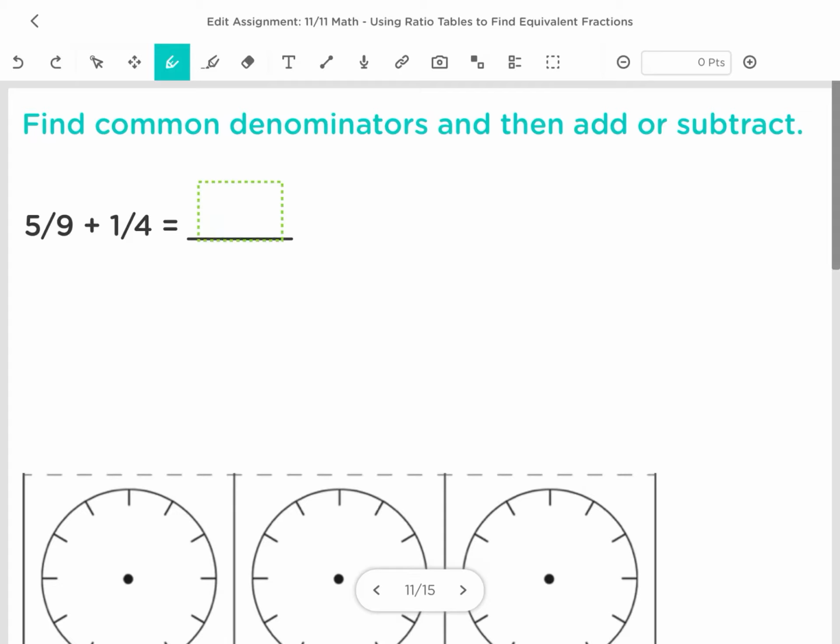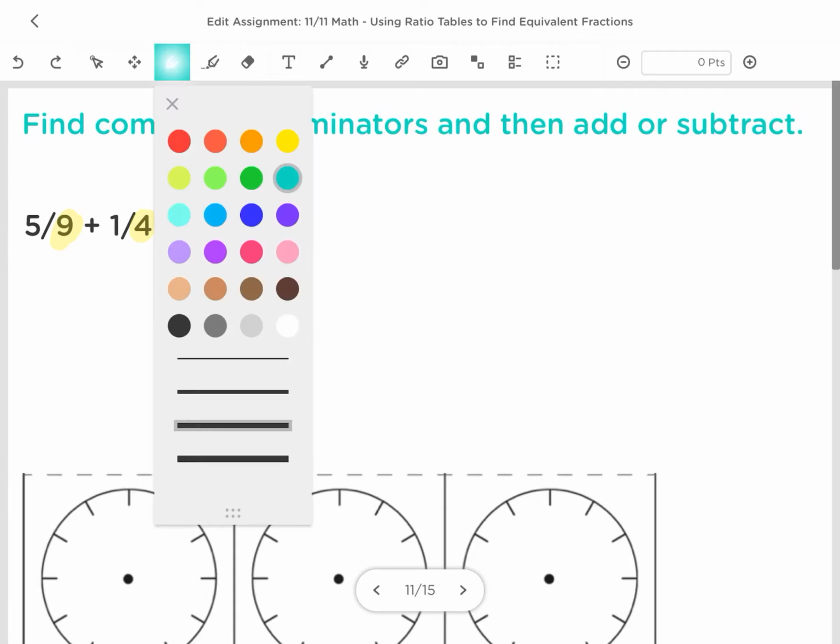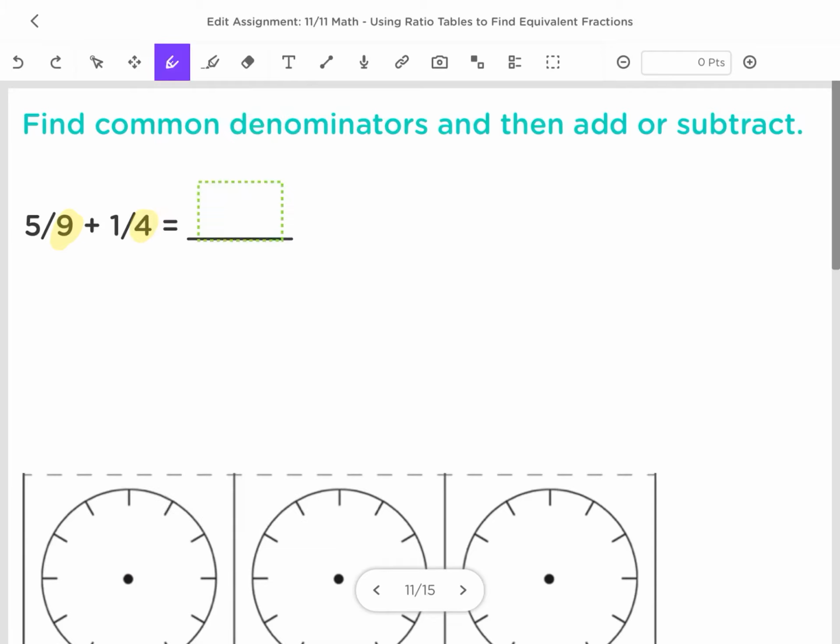and then add or subtract. Well, I looked at my denominators of 9 and 4, and I realized that I can't use money, I can't use clocks, because 100 does not divide evenly into 9 pieces. A clock, 60 minutes, does not divide evenly into 9 pieces. So this is where I have to use a number line or a ratio table.